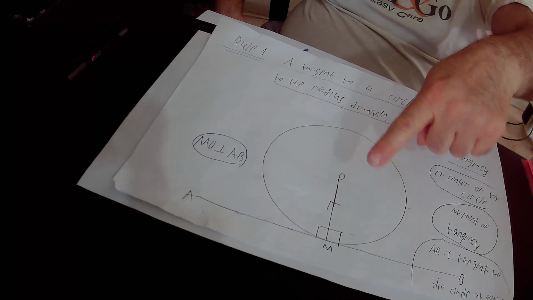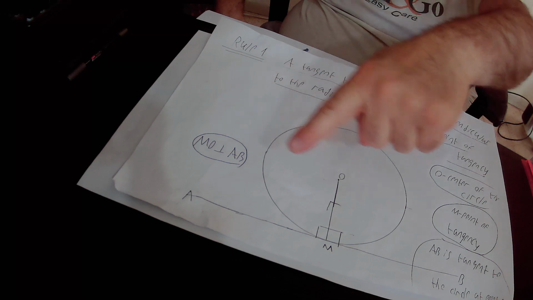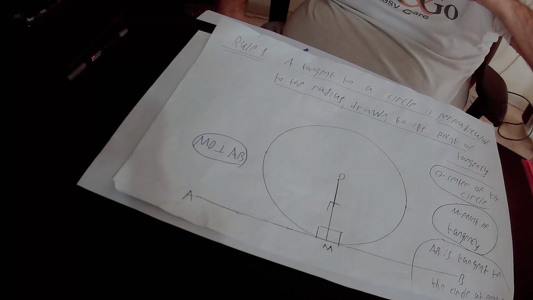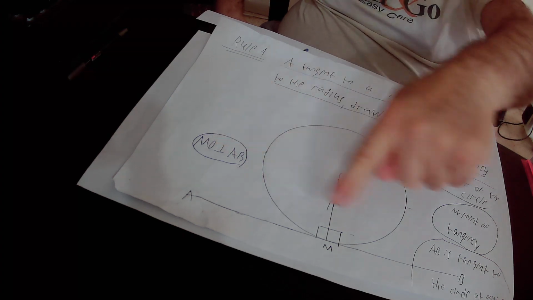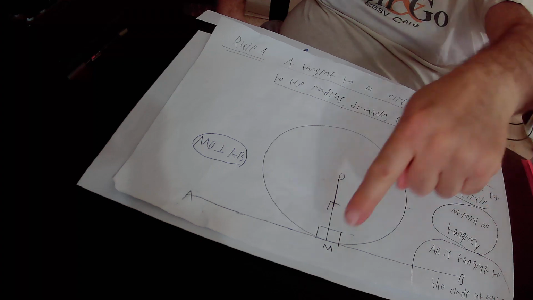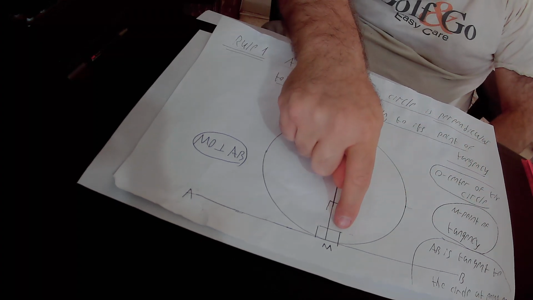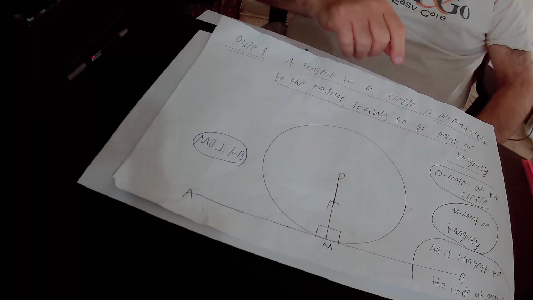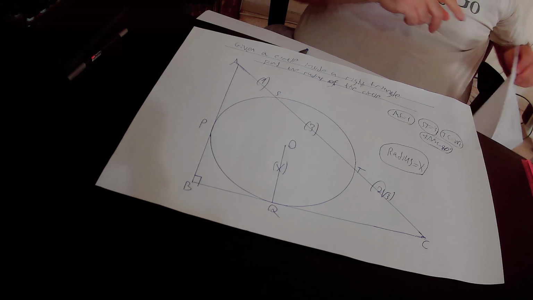So the radius OM is drawn to point M, that is the point of tangency of tangent AB with this circle. Whenever you have a radius that is drawn to the point of tangency, then tangent AB will be perpendicular to the radius MO. If AB is perpendicular to MO, it means that this angle equals 90 degrees, and this angle also equals 90 degrees according to this rule, rule 1. We can actually implement rule 1 in our drawing.